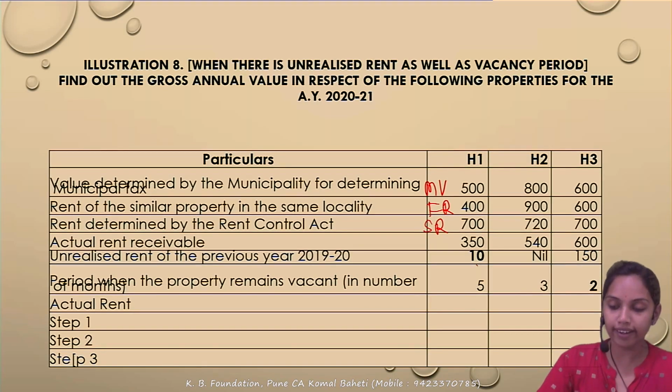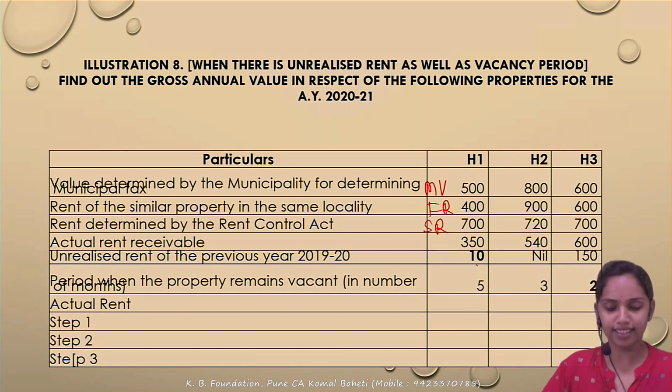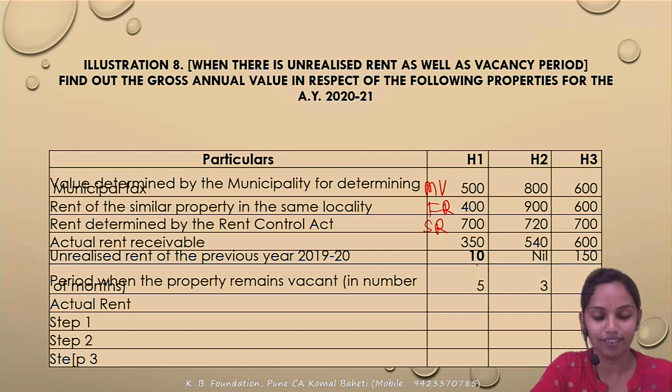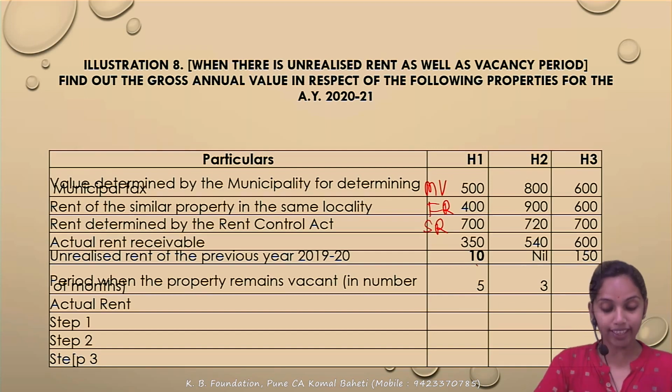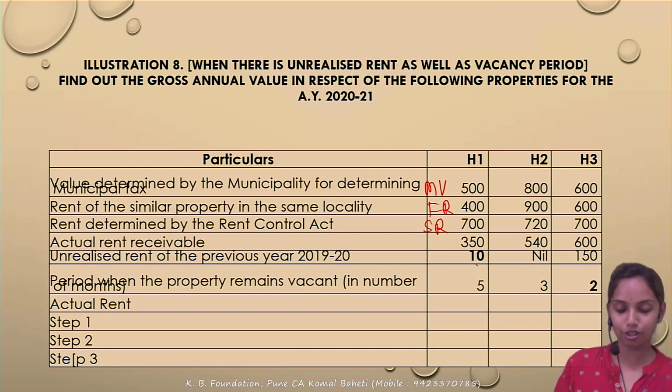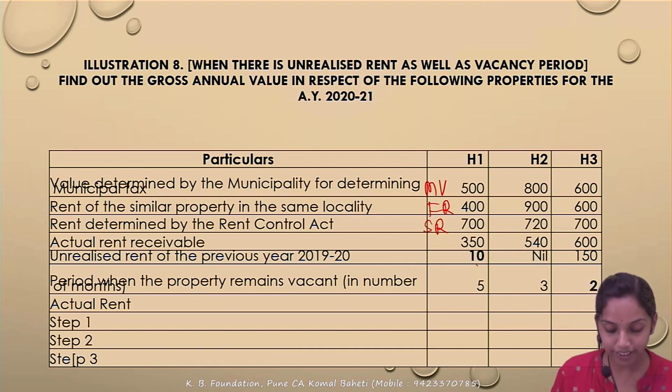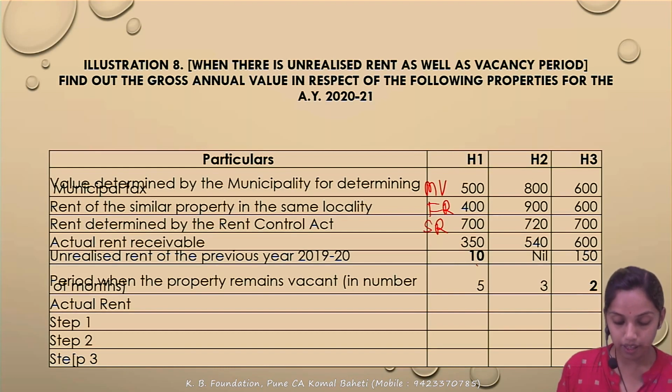ये जो actual rent receivable है 350, is it an annual figure? No. If it would have been annual, then it would have been given as an annual figure, but it is not an annual figure. Okay. ये कितने months के लिए है actual rent receivable? You just look it out carefully, you'll come to know. The period when the property remains vacant is 5 months.